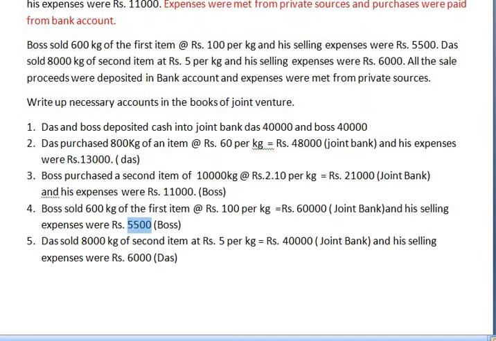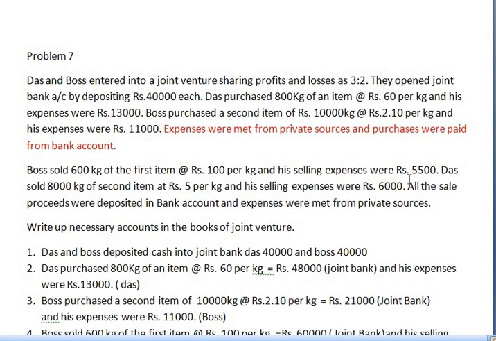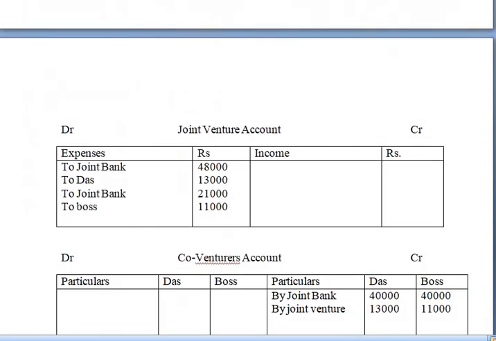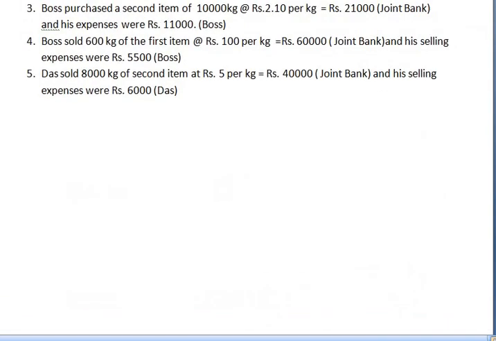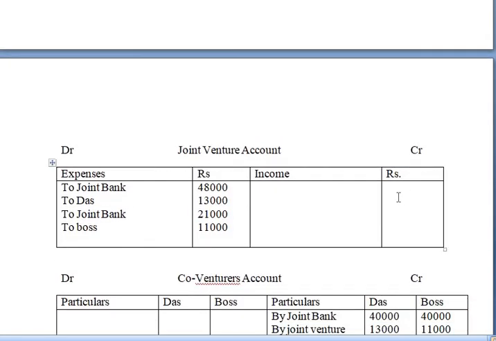And there is an adjustment in the problem, that is all the sale proceeds were deposited into joint bank account. ಸೊ ಏನೇ ಸೇಲ್ ಮಾಡಲಿ ಬಂದಿರೋ ಅಮೌಂಟ್ನ ಏನು ಮಾಡಬೇಕು, ಬ್ಯಾಂಕಿಗೆ ಹಾಕಬೇಕು. ಸೊ ಸೇಲ್ ಇಸ್ ಎ ಇನ್ಕಮ್. ಸೊ ಇನ್ಕಮ್ ಶುಡ್ ಬಿ ರೆಕಾರ್ಡೆಡ್ ಇನ್ ಜಾಯಿಂಟ್ ವೆಂಚರ್ ಅಕೌಂಟ್. ಹೌ ಮಚ್ ಇನ್ಕಮ್? So the boss sold 60,000 worth of goods. So 60,000 is the sale. So 60,000 is the income.